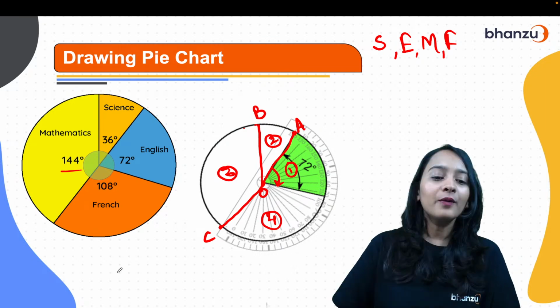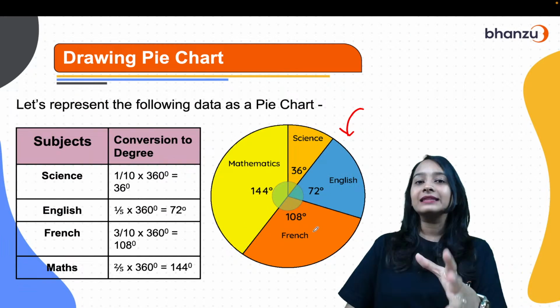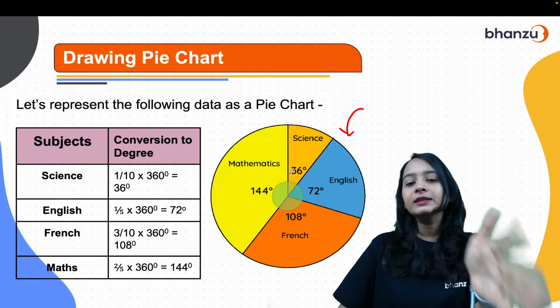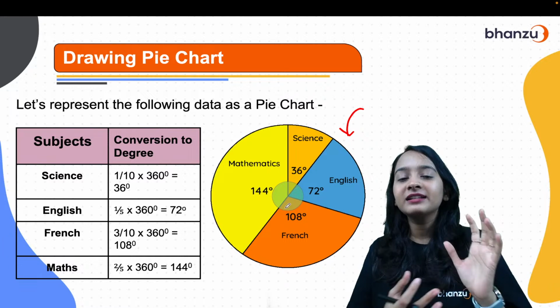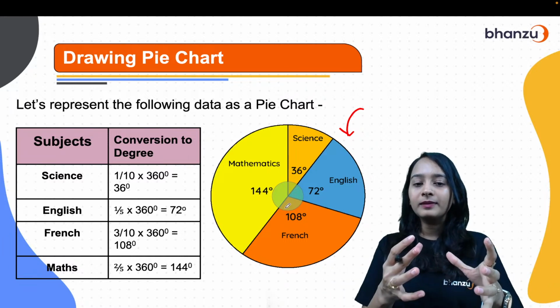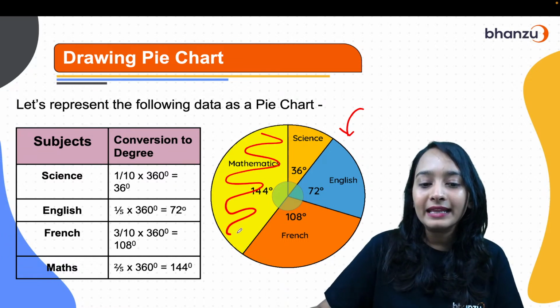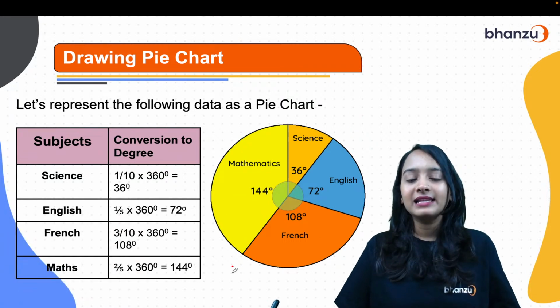Now, when you just look at the screen, if I don't give you any information, just look at the pie chart here, and if I ask you what is the favorite subject of the students of your school, you'll look at the data and you'll be like, maths. Why? Because that is covering more area than any other subject. That means more students like maths.